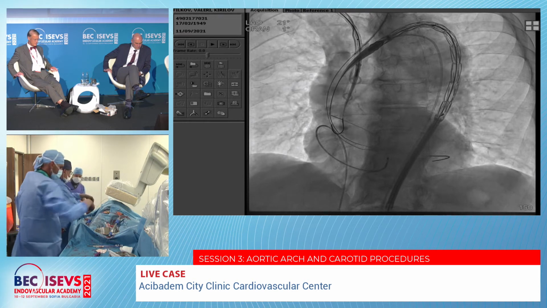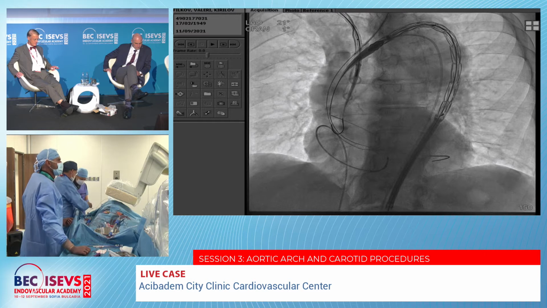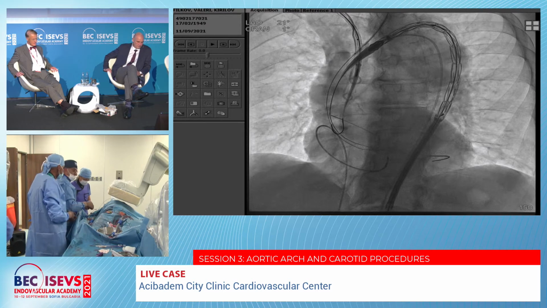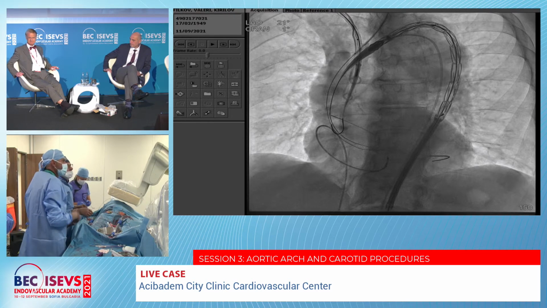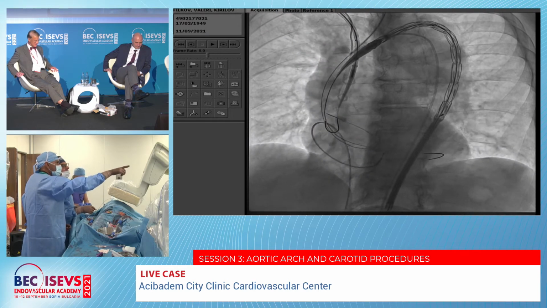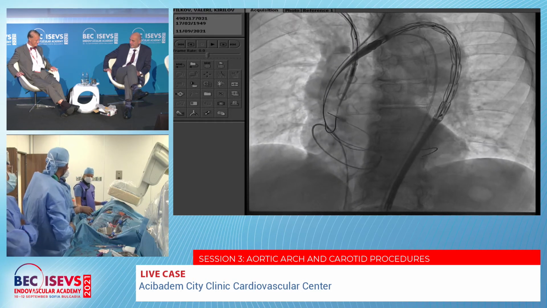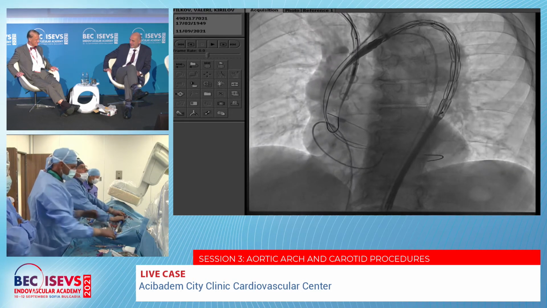We can try now, because we have now hard arrest. Here, those 7 accesses: 6 arterial and 1 venous.